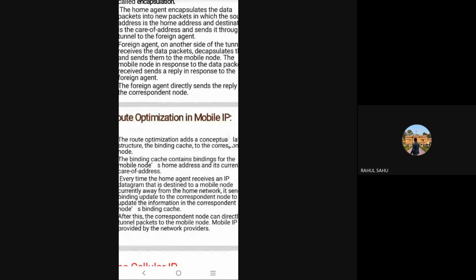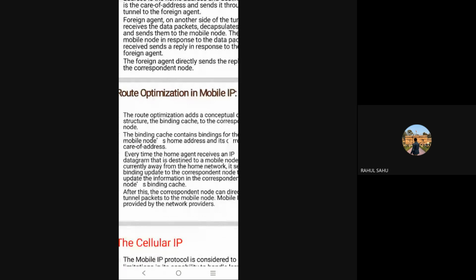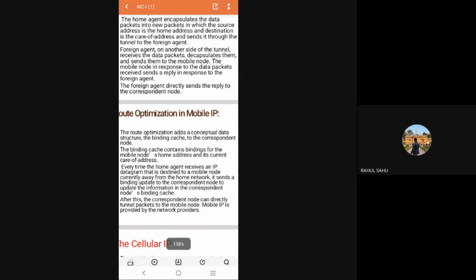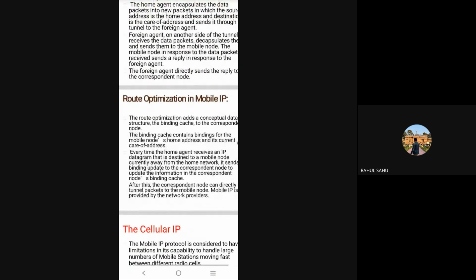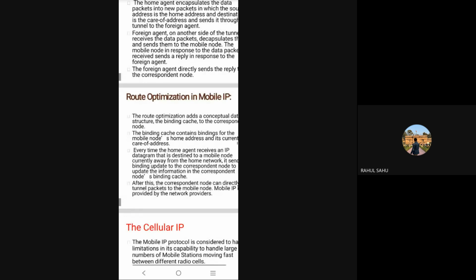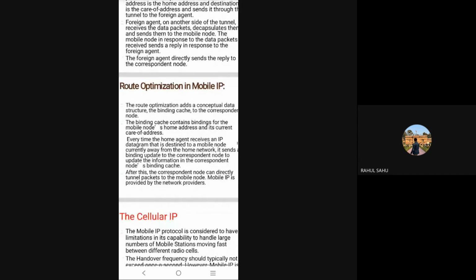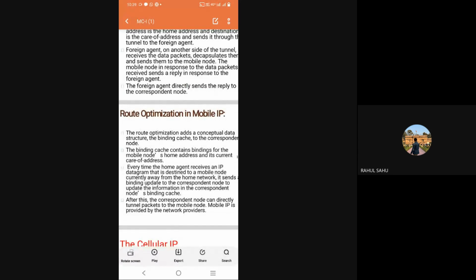The binding cache contains the binding for the mobile node's home address and its current care-of address. Every time the home agent receives an IP datagram destined for a mobile node currently away from the home network, it sends a binding update to the correspondent node to update the information in the correspondent node's binding cache. After this, the correspondent node can directly tunnel packets. So mobile IP is also used for route optimization. This is the work of mobile IP.